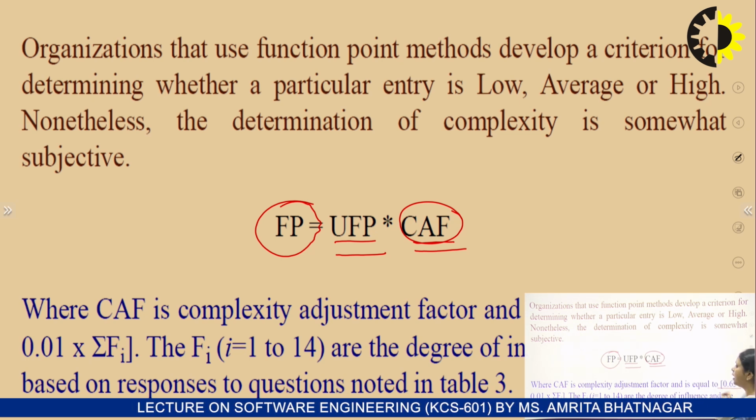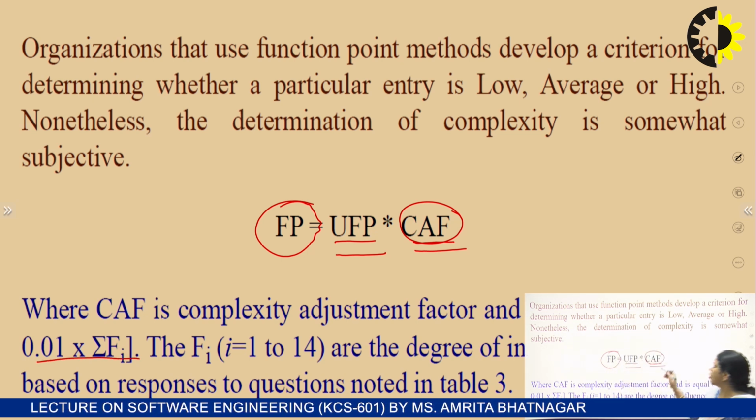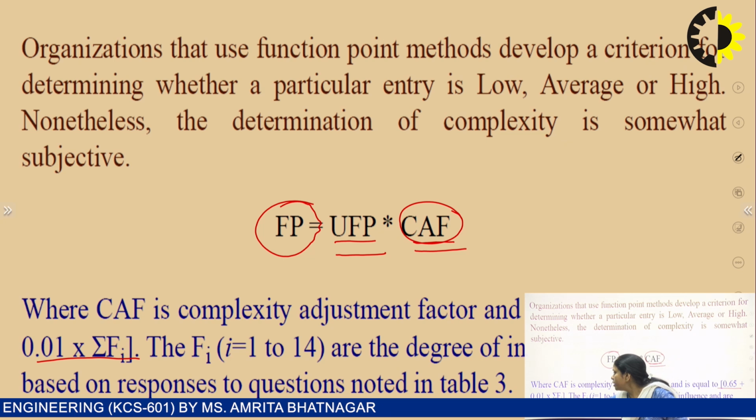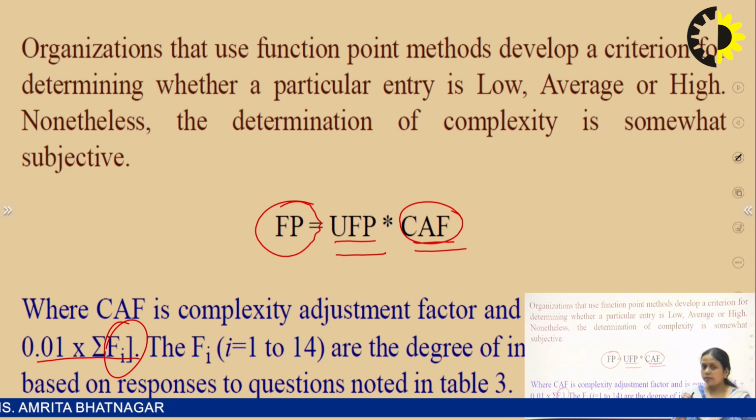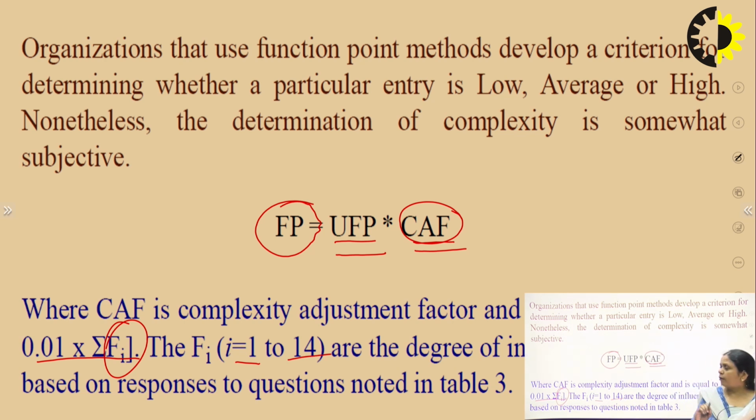This is the formula for the calculation of the complexity adjustment factor: 0.65 plus 0.01 into sigma Fi, where the value of i is from 1 to 14. To calculate the Fi, we have some survey questions. So, we will find out the answer to these survey questions, then we will find out the value of this Fi. So, we have 14 questions to calculate this Fi, and for all the 14 questions, we will calculate the value of the Fi for F1, F2, F3 up to F14.